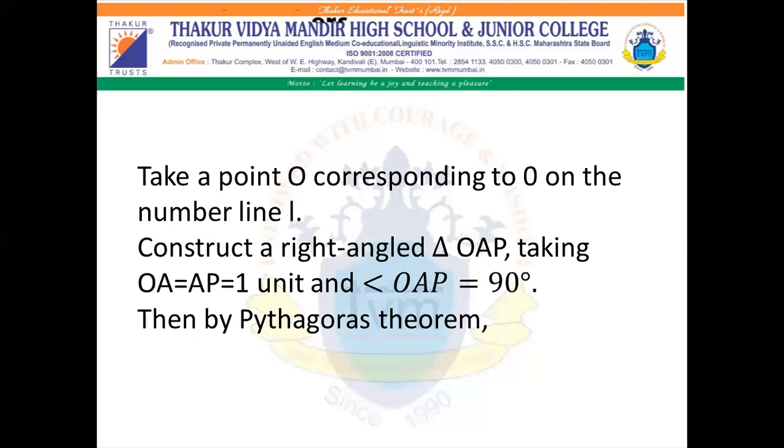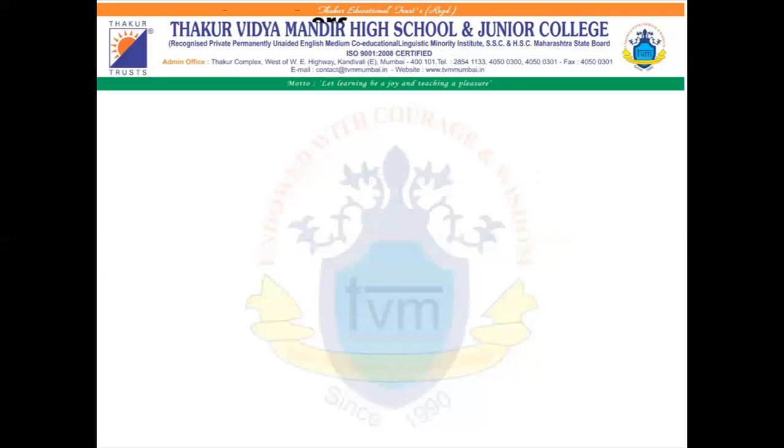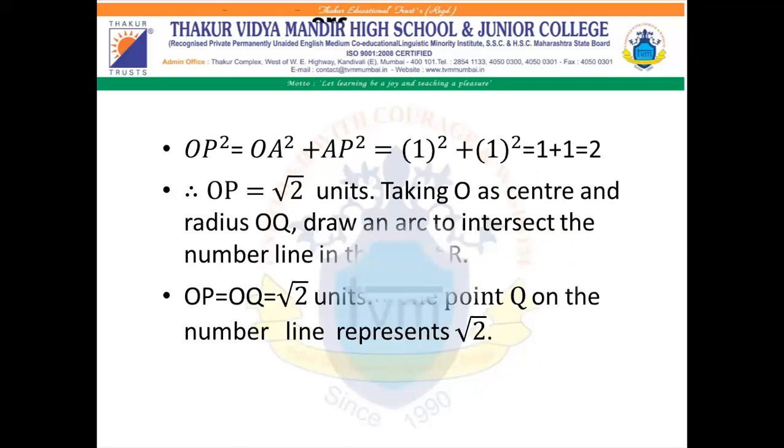Then by Pythagoras theorem, OP square is equal to OA square plus AP square. That is equal to 1 square plus 1 square. That is equal to 1 plus 1, which is equal to 2. Taking the square root on both sides, OP is equal to root 2.